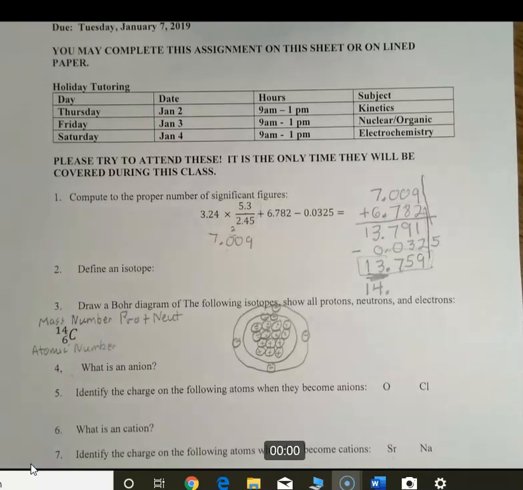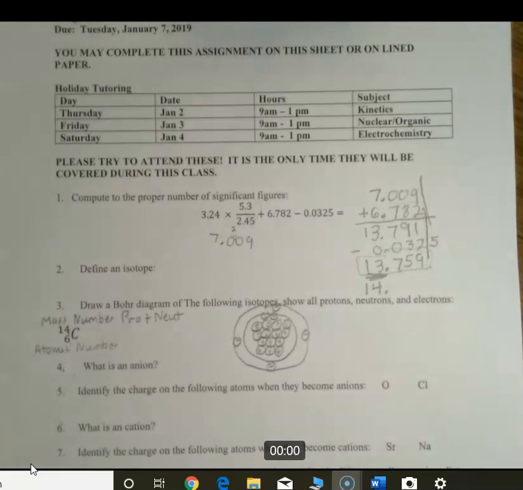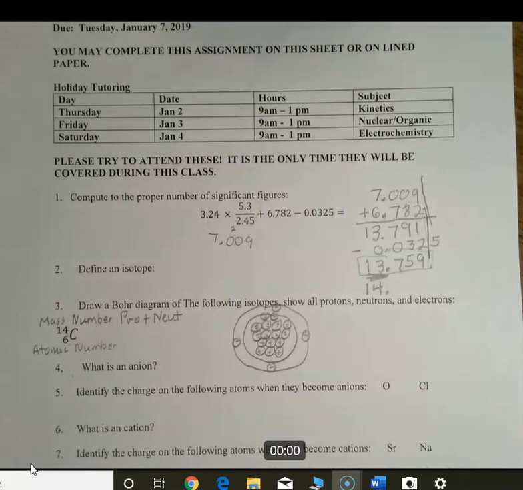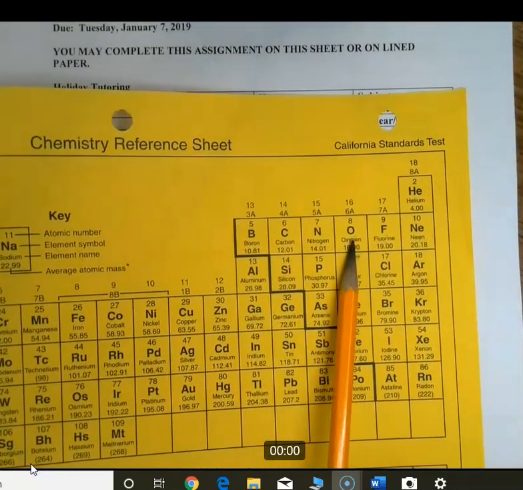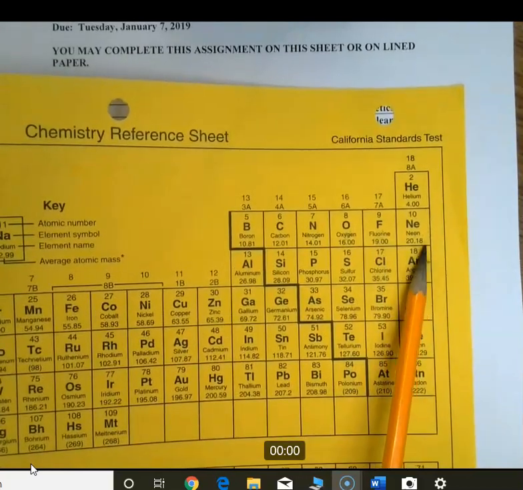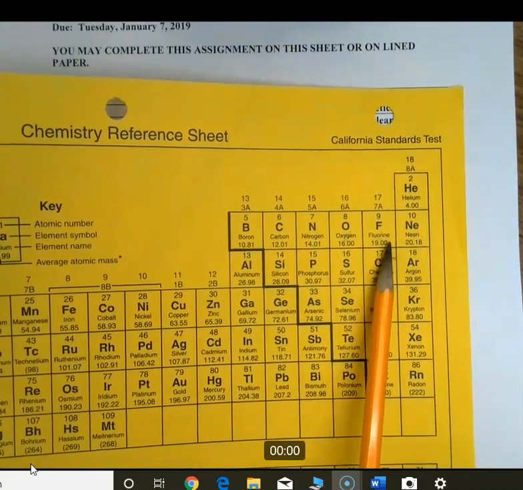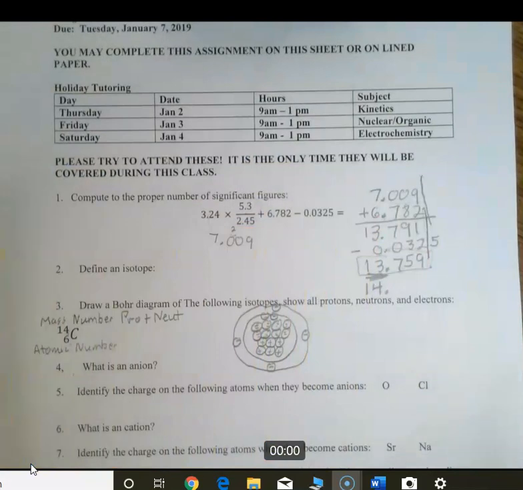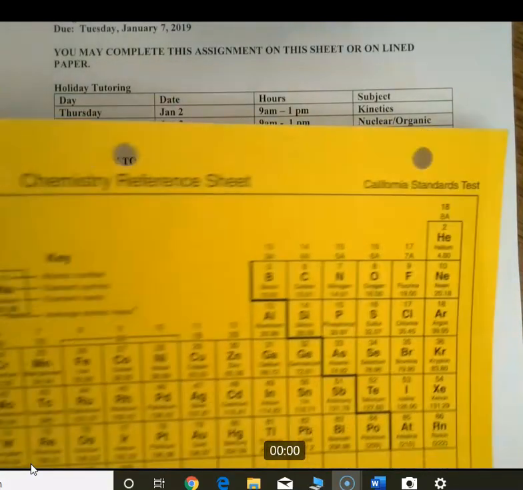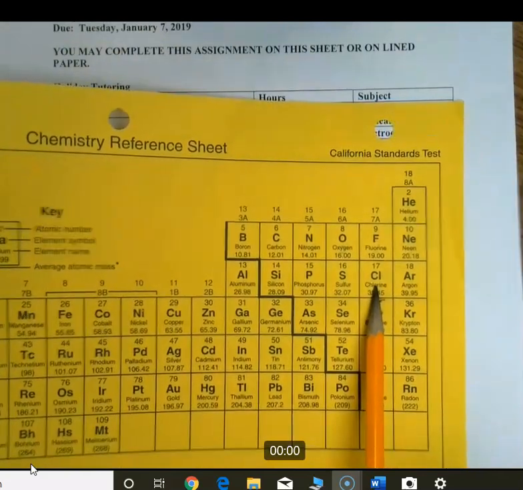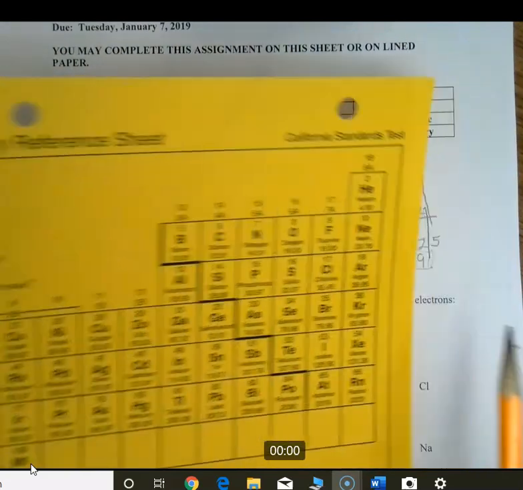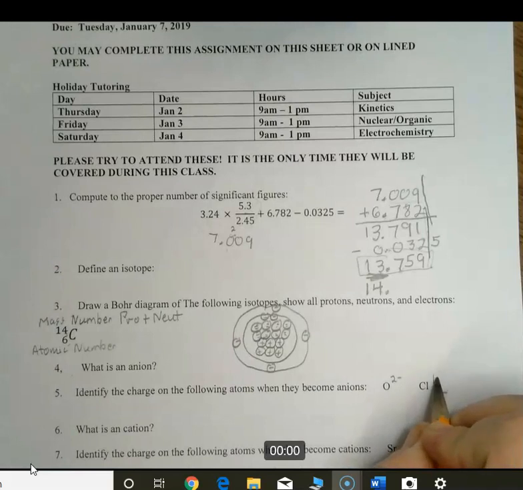Identify the charge on the following atoms when they become anions. Well, you get your periodic table, and if we look at oxygen, it needs 2 electrons to be like the nearest noble gas. That's neon, so it wants to add 2 negative charges. So oxygen's going to be a 2 minus, and chlorine needs 1 electron to be like the nearest noble gas, argon, so it's a 1 minus. Or you can just put minus.